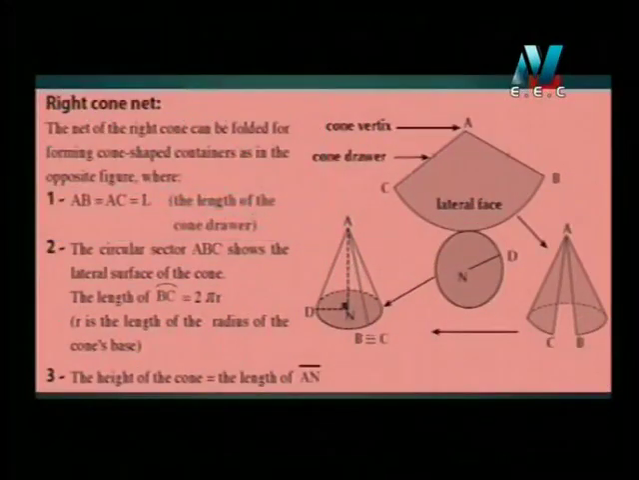We have here the cone vertex. If we have a paper like that, cone drawer, cone vertex, and the lateral face. The lateral face will be a circular sector, and AN is its radius. It will make a cone like that. AB and AC equal L, the length of the cone drawer. The circular sector ABC shows the lateral surface of the cone. The length of arc BC equals 2πR, which is the circumference of the base circle. R is the length of the radius of the cone's base. The height of the cone equals the length of AN.